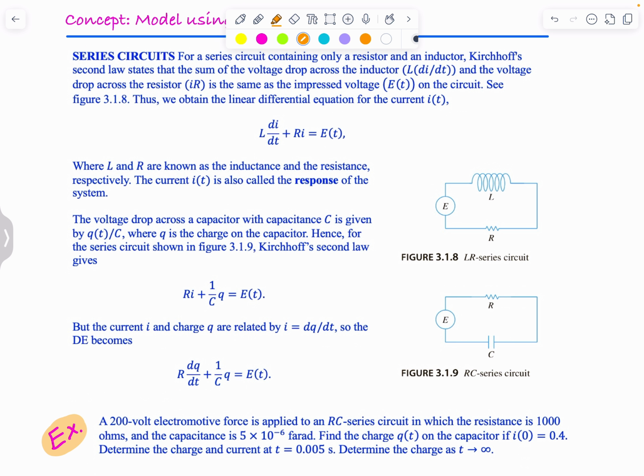The voltage drop across the capacitor is given by Q of t over C, where Q is the charge of the capacitor. I can't say the word for it, so I'm just not going to try.